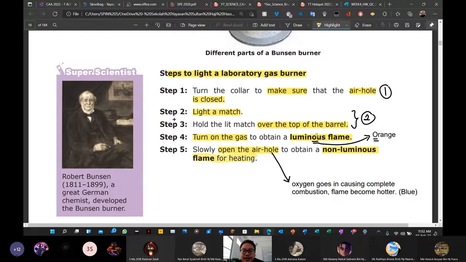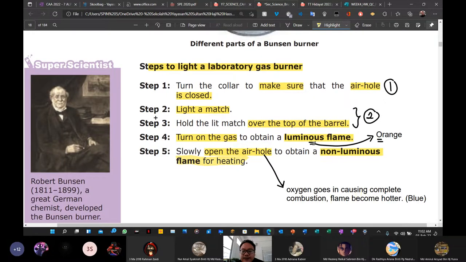And if you look there, I underline the letter O because that O means orange. So luminous means orange. And when you open the air hole, it becomes non-luminous, which is non-orange. And when you open the air hole, air or oxygen goes into the air hole, causing complete combustion, and the flame becomes blue and hotter.